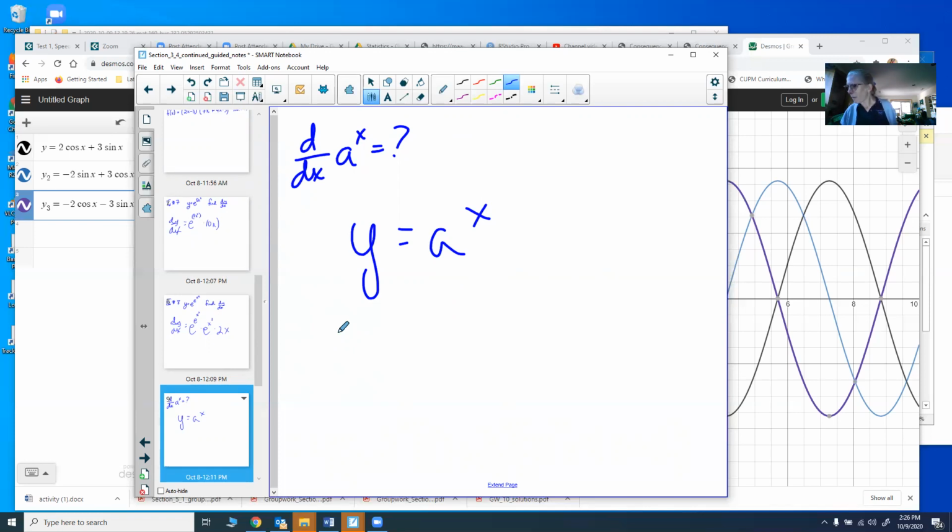Sorry, I know how to do this. I'm just trying to remember how to do it. Okay, so what we want to think about is we're going to have y equals a to the x, just like that. And so what we want to think about here is what this would actually be equal to and how to find the derivative of this.